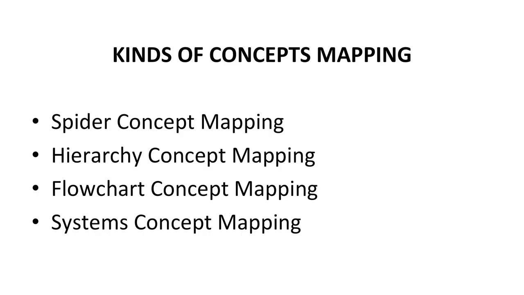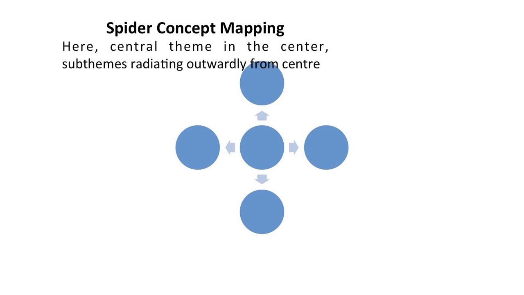three. There can be various types of concept maps depending on how we present the information or the concepts and the linkages between them. The first type can be the spider concept map, hierarchical concept map, flowchart concept map, and system concept map. Now, if we discuss one by one, in the spider concept map, the central theme is in the center and the sub-themes are radiating from that center theme outwardly.